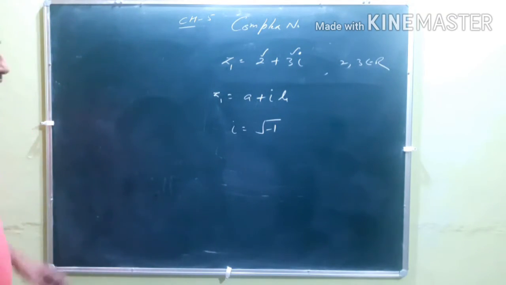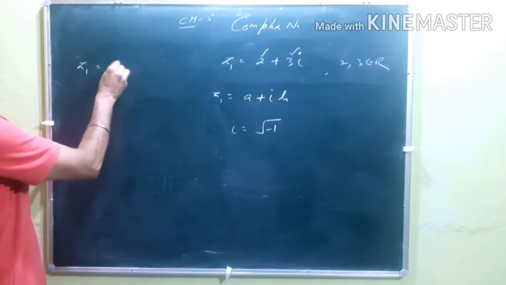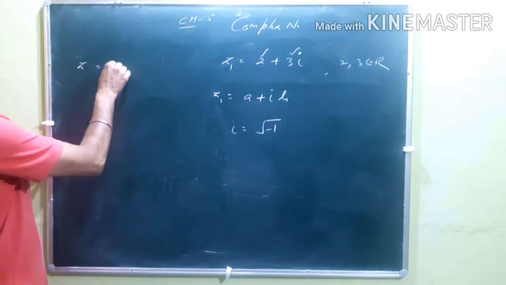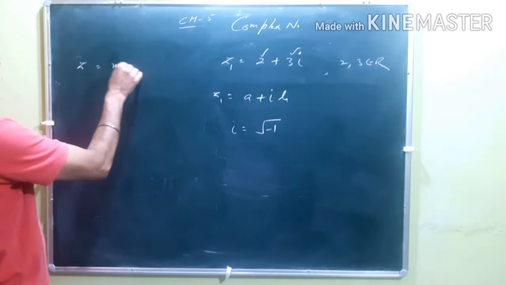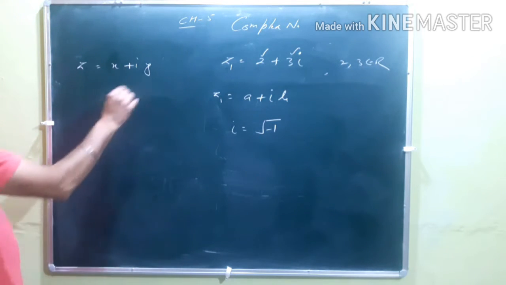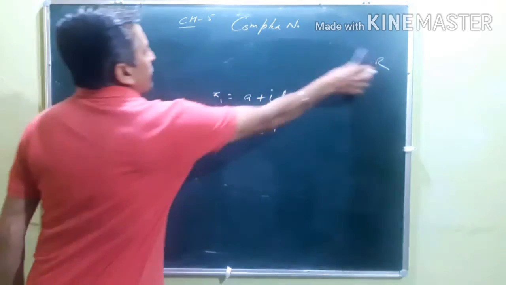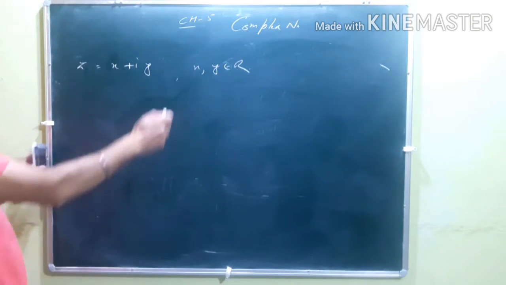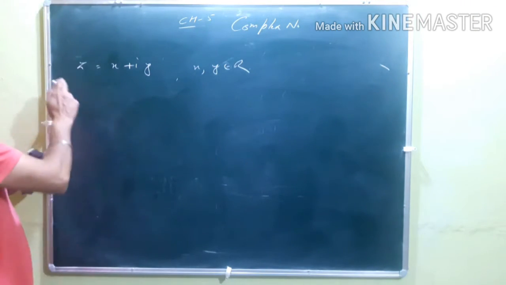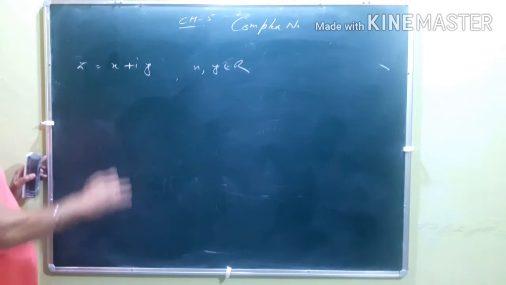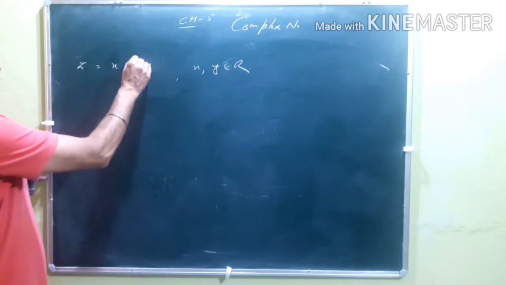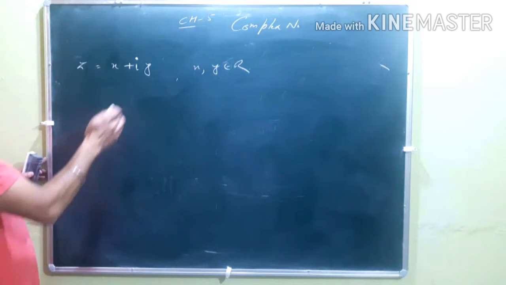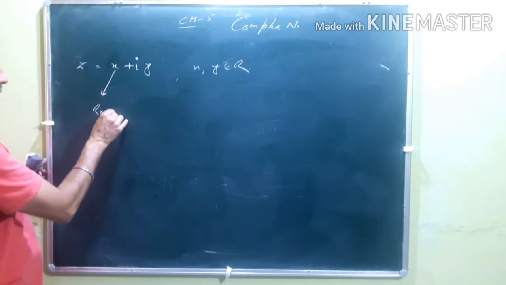In general, complex numbers are written as z, or z1, z2, z3; you can use different names. In general we say a plus iota b, or sometimes x plus iota y, where x comma y both belong to R, where x is a real number and y is also a real number. This type of representation, a combination of real numbers in this form, is called a complex number. This is the introduction. Now this x is called the real part.